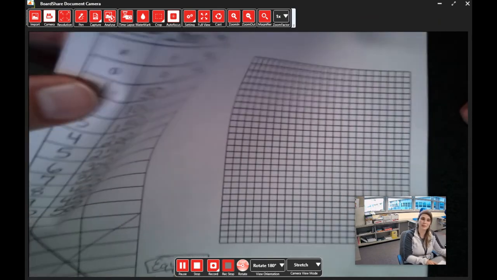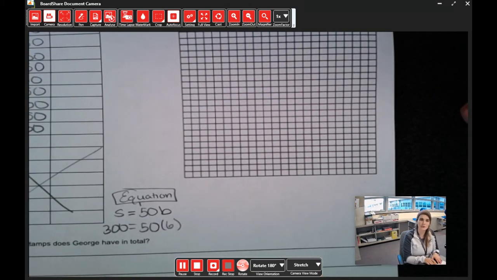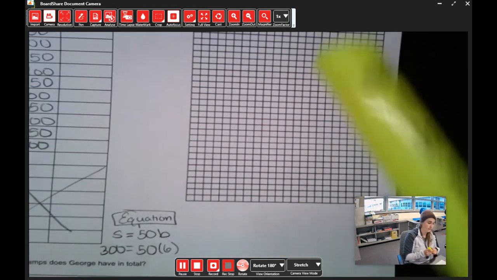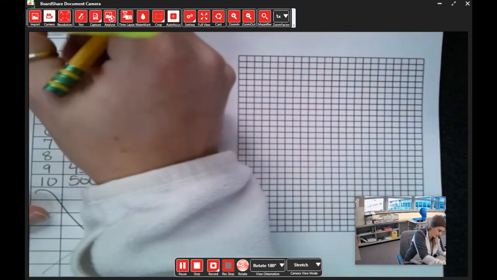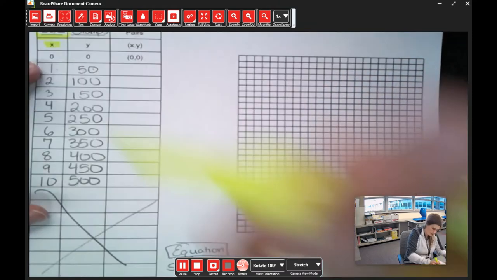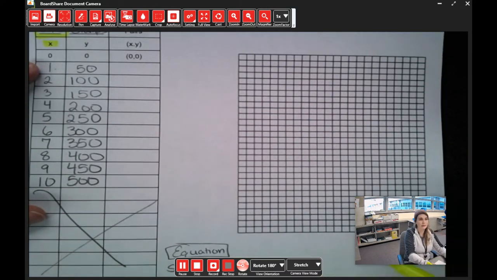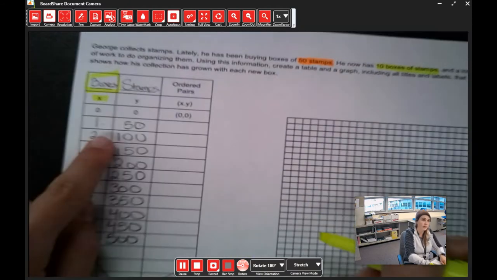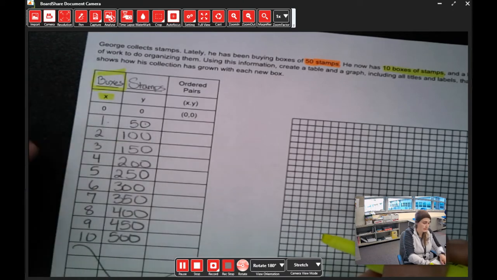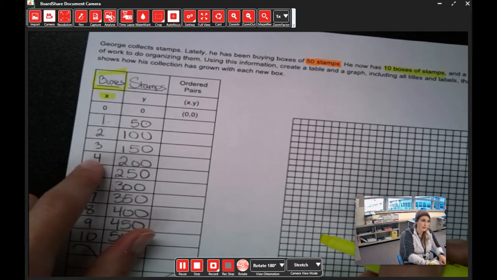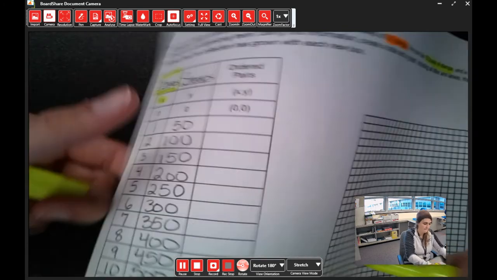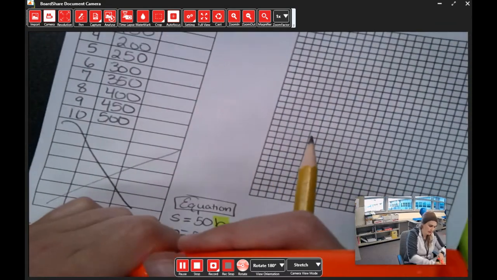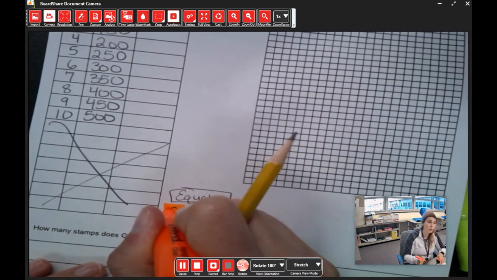And you guys can't see the thing I'm doing. Should probably push that up so you can see that. That's my equation. I'm thinking that if I've got boxes, which is B, I take that number, B, and I multiply that by 50. 1 times 50 is 50. 2 times 50 is 100. 3 times 50 is 150. That will give me my number of stamps, which is my orange.